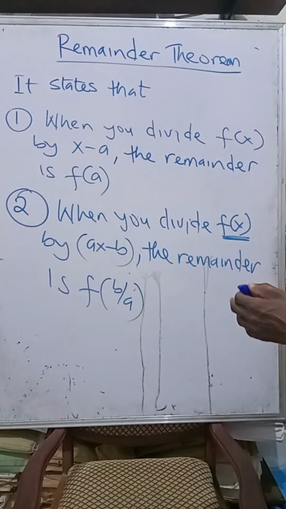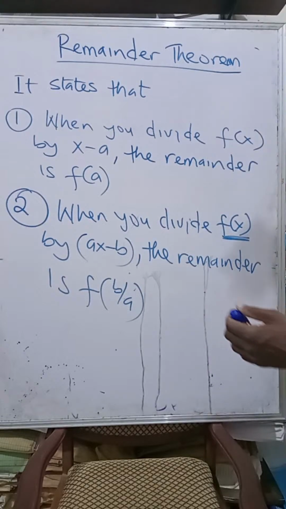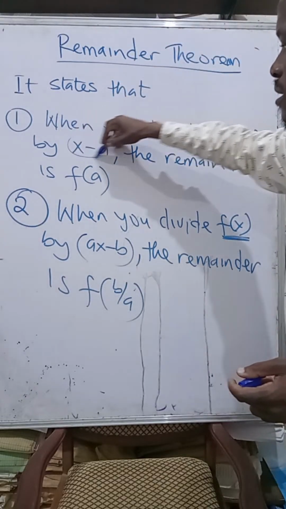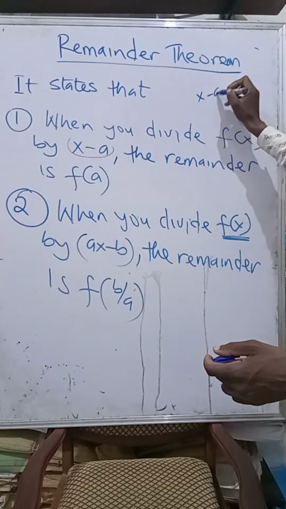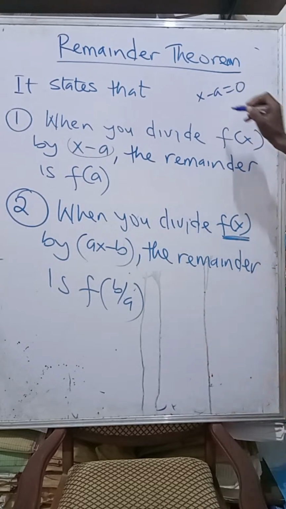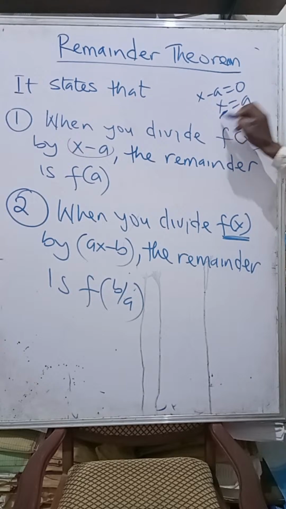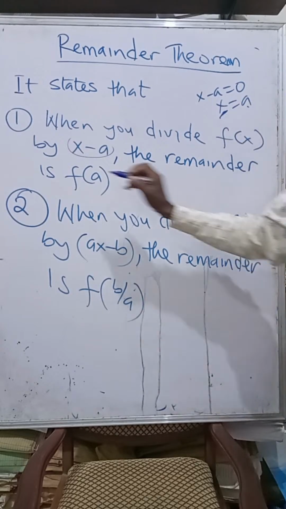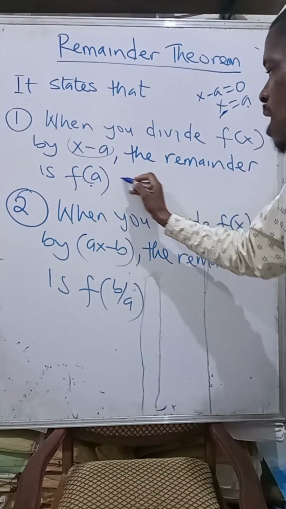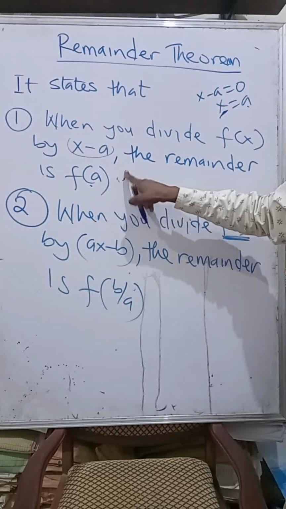If you divide your polynomial, your f of x, by this factor, what it means is that you just have to equate this x minus a to 0. So you're going to have x equal to a. Go to that polynomial, to that function, and substitute for x. Anywhere you see x, you put a there. So you're going to have f of a. So whatever you have as your answer, that is your remainder.